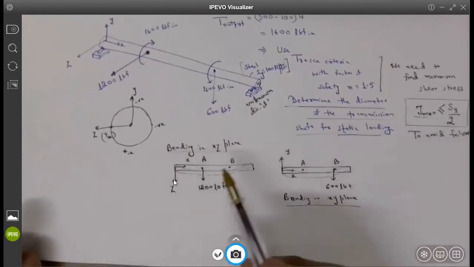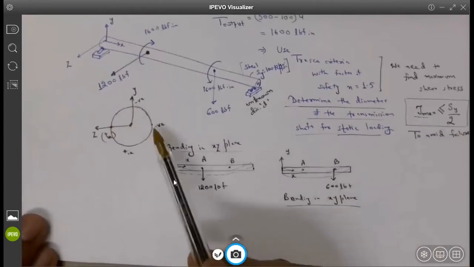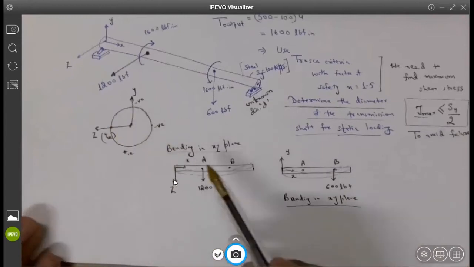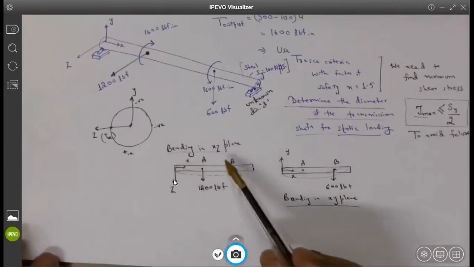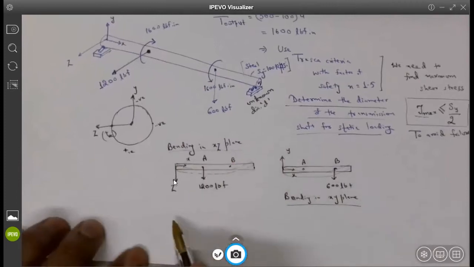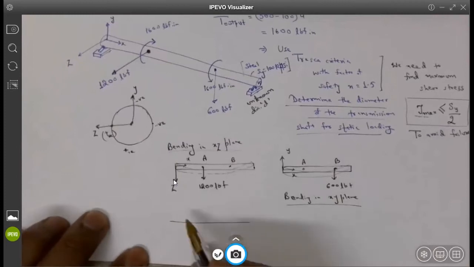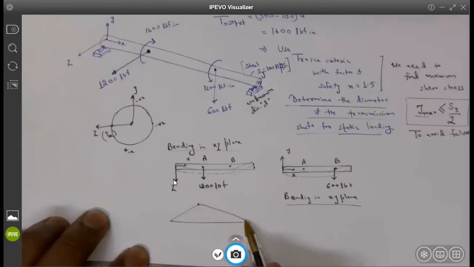If you are following, to calculate the stresses that are going to come at different locations due to the bending moment caused by this load, what do I need to do? I need to draw the bending moment diagram. And you agree that the bending moment diagram would look like this. This is point A, this is point B.